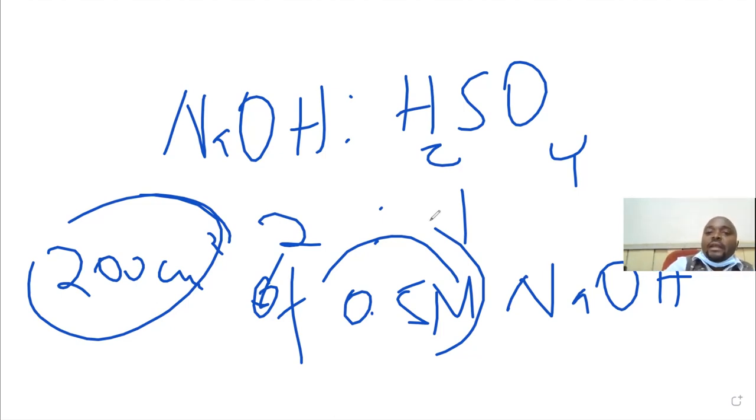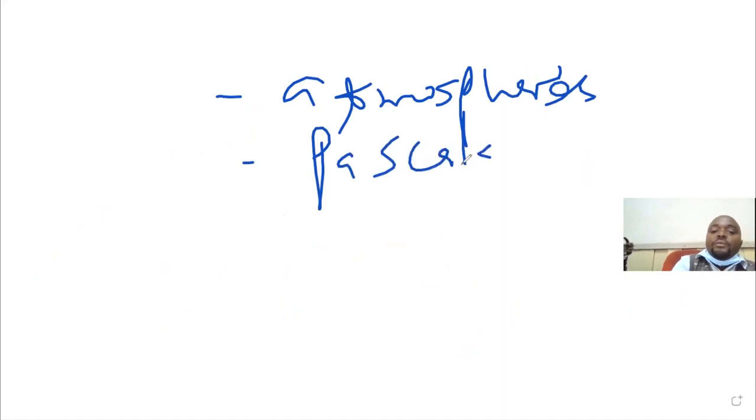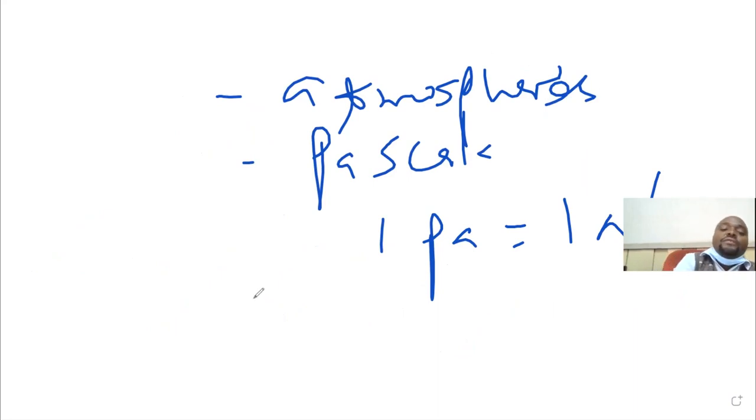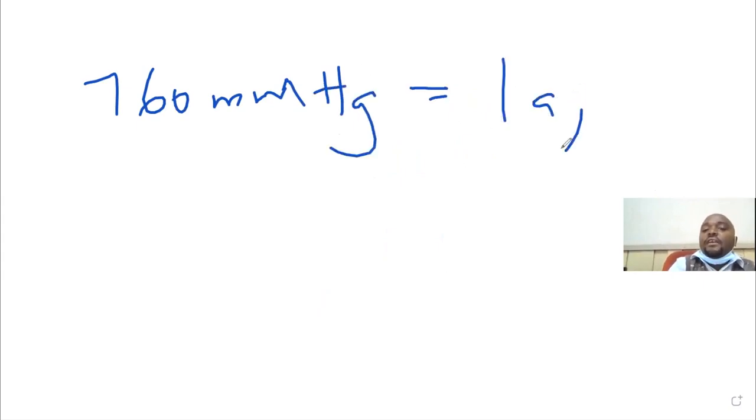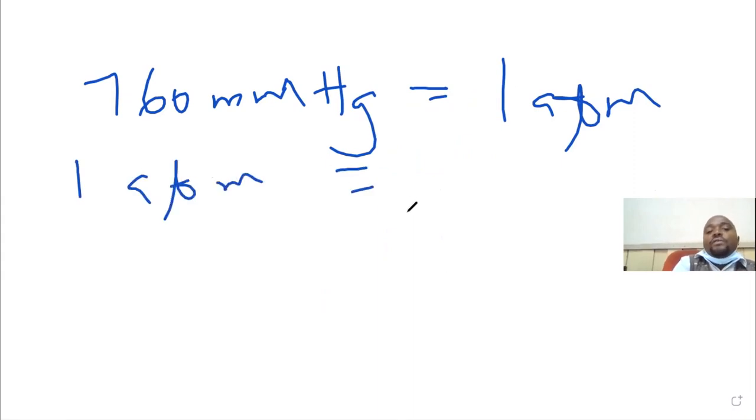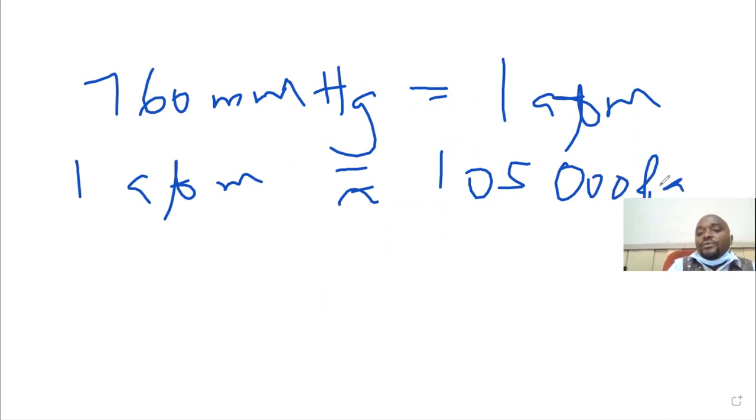The units for pressure can either be atmospheres, or pascals, and 1 pascal is equivalent to 1 Newton per meter squared. You can even use millimeters of mercury. So here, the correlation you use: 760 millimeters of mercury is equivalent to 1 atmosphere. And 1 atmosphere is equivalent to approximately 105,000 pascals, approximately.